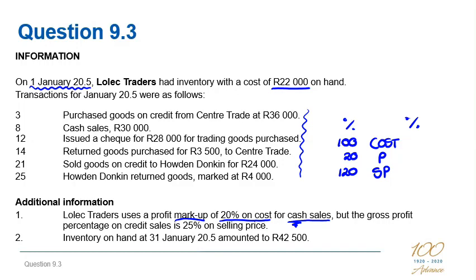But the gross profit percentage on credit sales is 25% on the selling price. So now my basis changes for the credit transactions. So my selling price will now be 100. If the profit is 25, then the cost percentage-wise will be 75%. So we're going to use different gross profit percentages for the cash transactions and for the credit transactions.